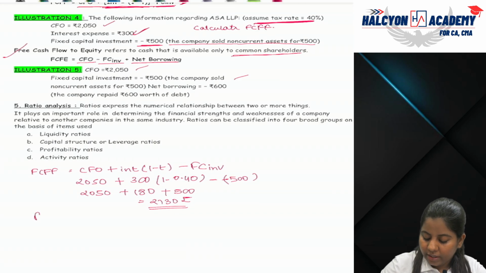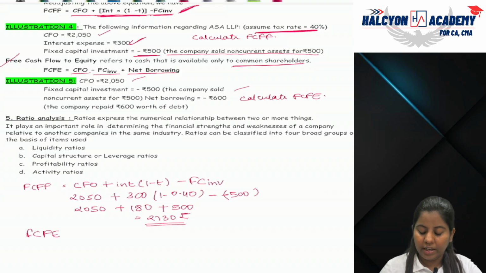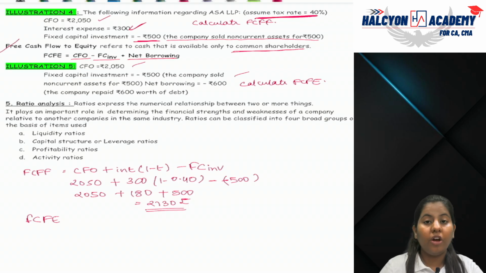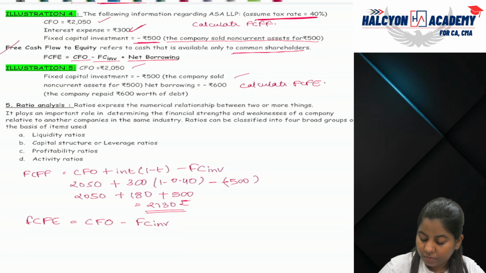So let's find out FCFE. In the question, please write calculate FCFE. So what is the formula for FCFE? CFO minus fixed capital investment plus net borrowing.